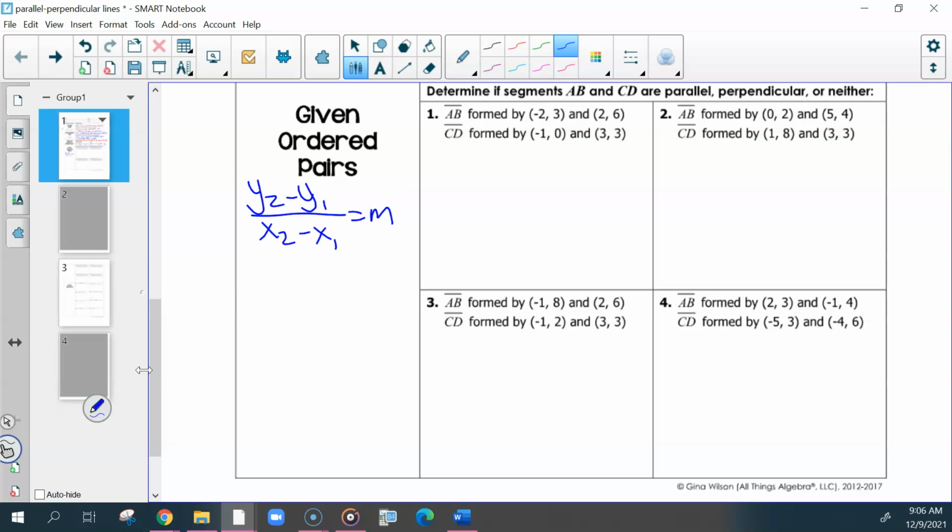And then we're going to do this process twice. So for number 1, we're going to do AB first. If you need to label which ones they are, you can do that. If you don't need to, you don't need to do that. So this one would be 6 minus 3 all over 2 minus a negative 2. What would this slope be? You guys can say that loud. 3 over 4.